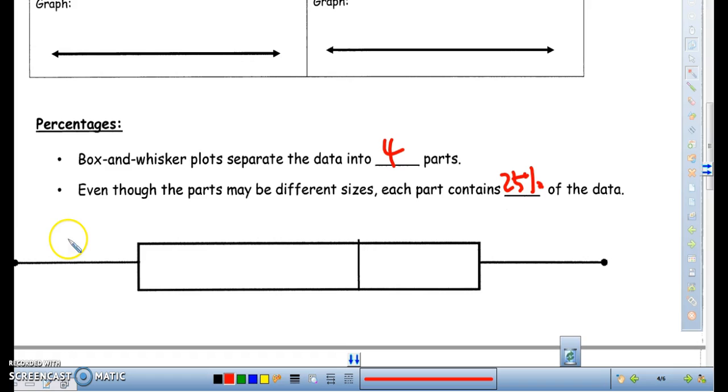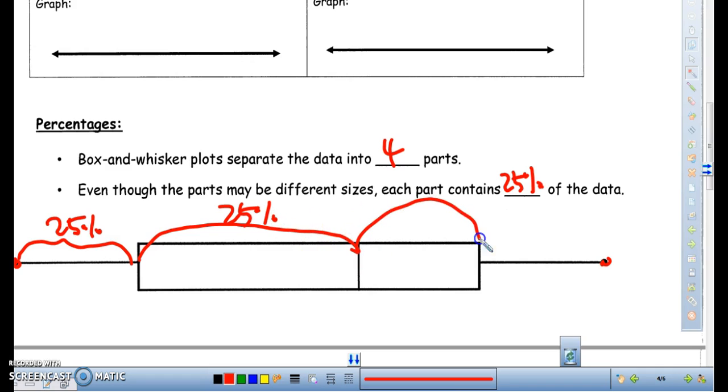So this is the box. This is a box and whisker. You have a whisker here and a whisker here. And then each section is 25%. So from here to here is 25%. From here to here, even though they're different sizes, each section is 25% of the data, and then this is 25% of the data. So please copy that. Each section is a quarter. That's why it's called quartile, because quarter means 25%.